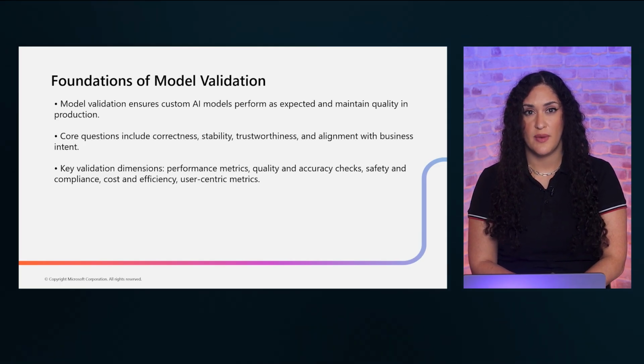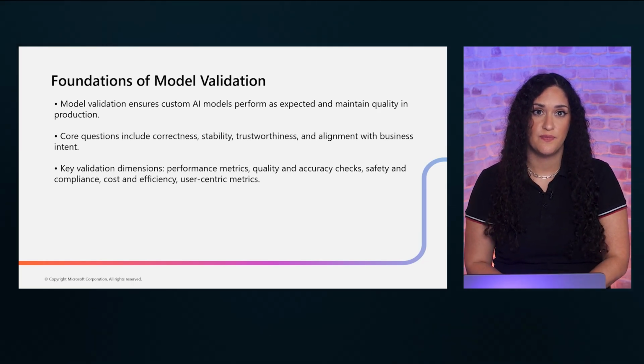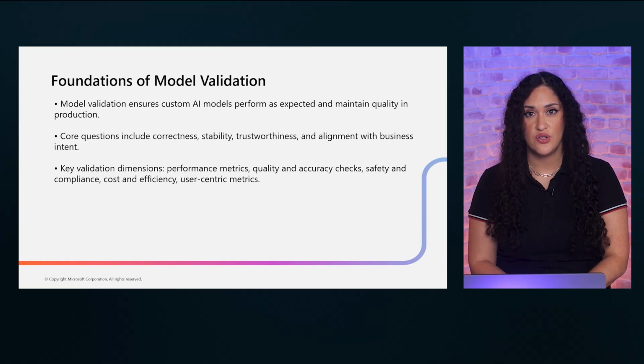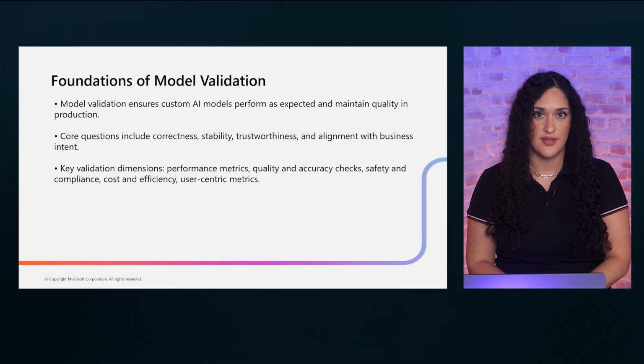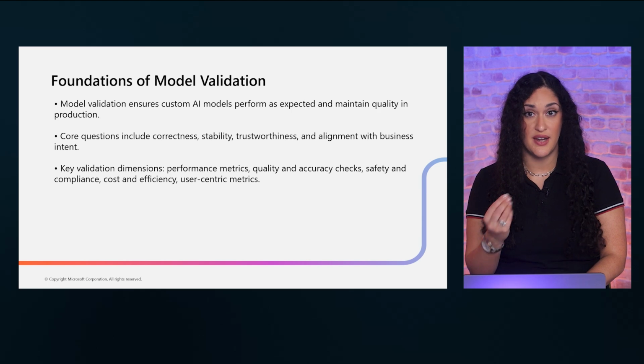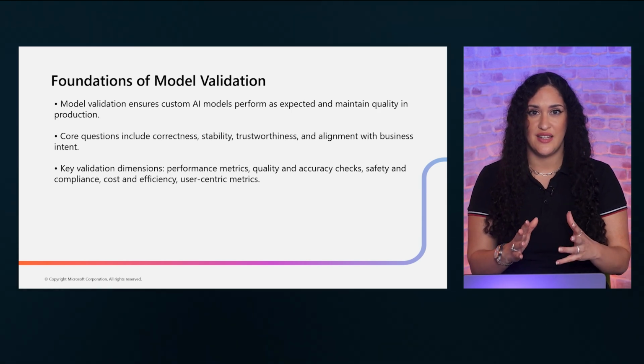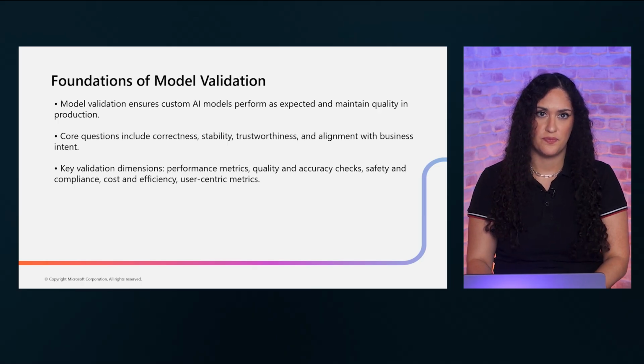The key validation dimensions include performance metrics, quality and accuracy checks, safety and compliance alignments, cost and efficiency indicators, and user-centric metrics. Approach validation as a multidimensional exercise. A model that's fast but inaccurate, or accurate but expensive, isn't truly validated. You need the full picture.